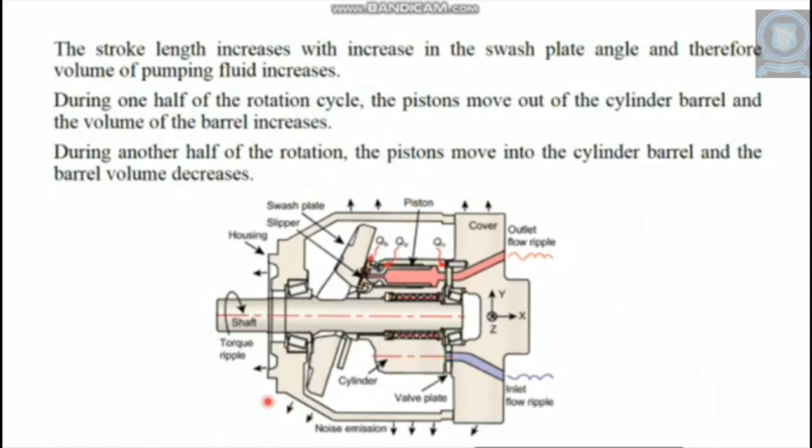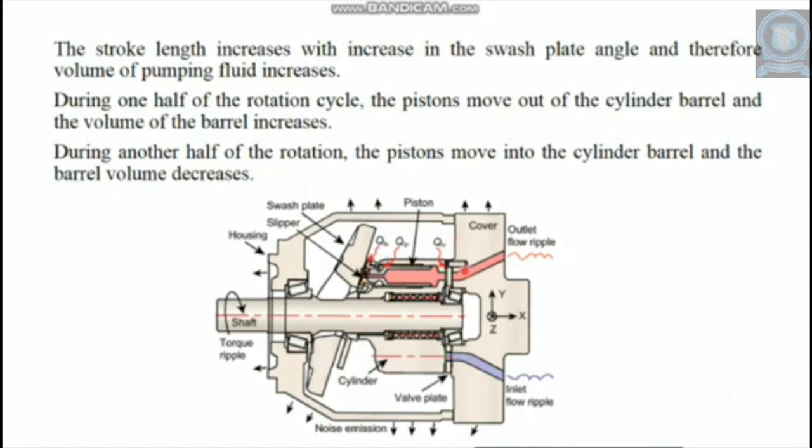So this is a line diagram of a piston pump. This is the plate which is called the swash plate. A number of pistons are connected to the swash plate through the cylinder piston rod.